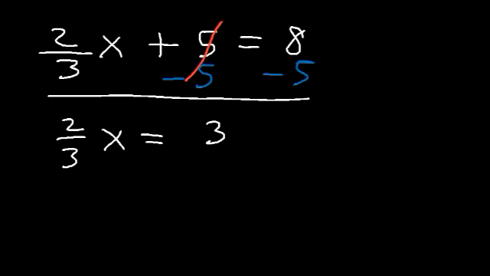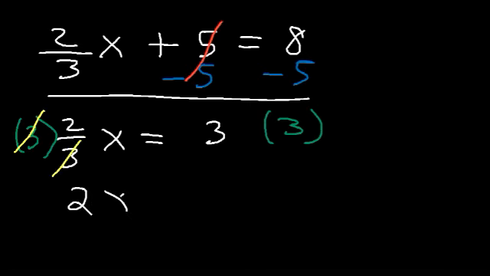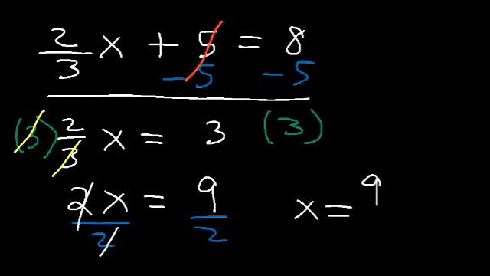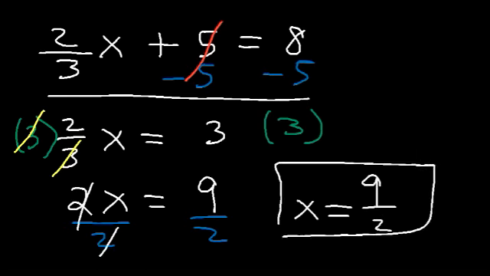Now what we could do is multiply both sides by 3. On the left side, the 3's will cancel. So all you have on the left side is 2x. On the right side, 3 times 3 is 9. So to separate the 2 from the x, we need to divide both sides by 2. So the final answer is x is equal to 9 over 2, which is about 4.5.